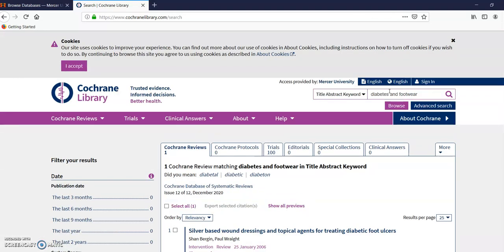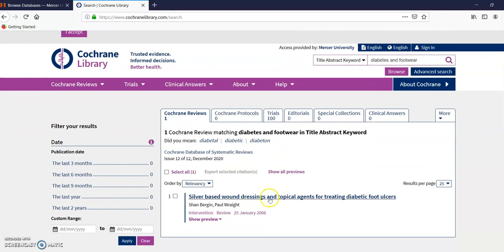So Cochrane will give you a couple of different types of information. We'll have a review, and this one is only one. And this is just for treating the ulcers. That's not even really what we were looking for, but it is something. I'm just going to click on it and open it.